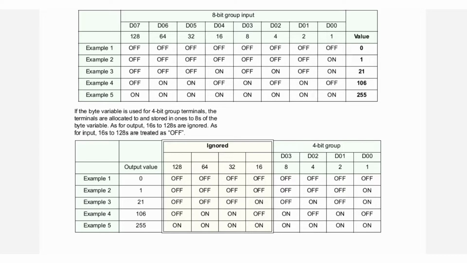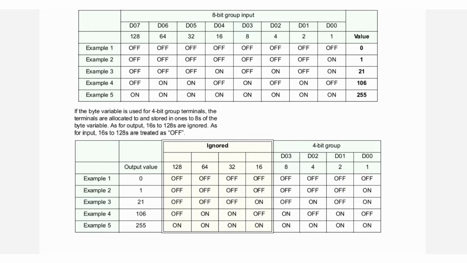Example 2: all states are off except D00. D00 is on, value is 1. Example 3: D02 and D00 are on and all others are off, value is 5. Example 4: D06, D05, D03, D01 are in on state and the remaining are in off state, value is 106. Example 5: all are in on state, value 255.